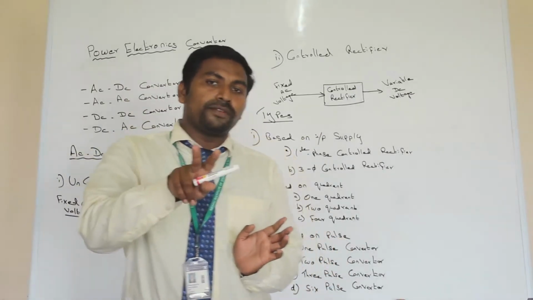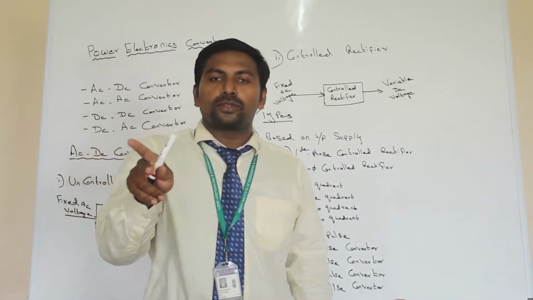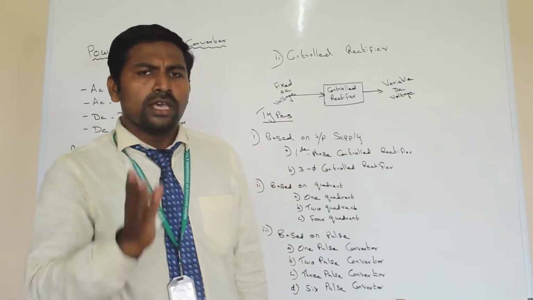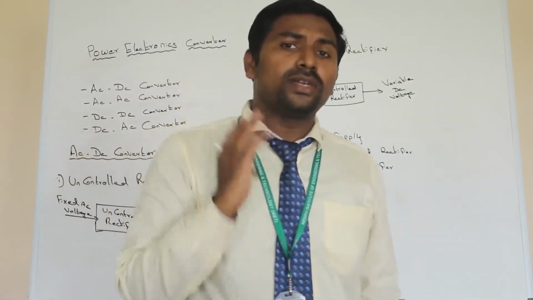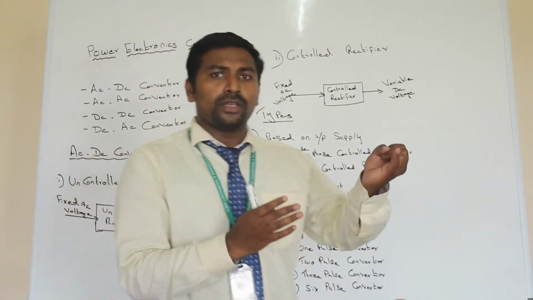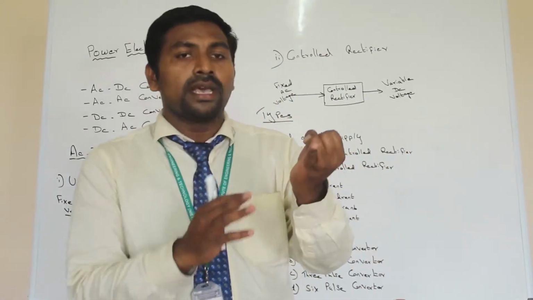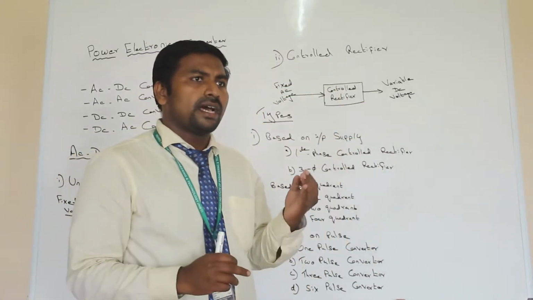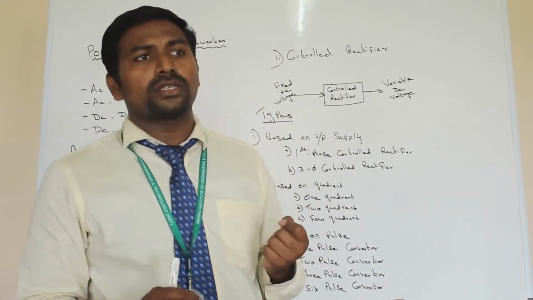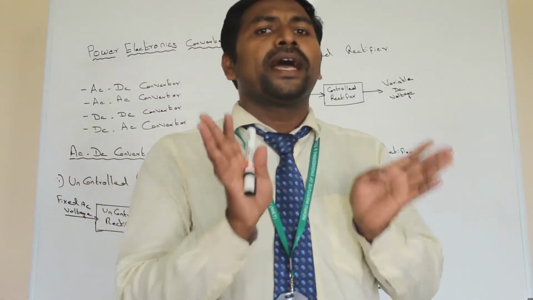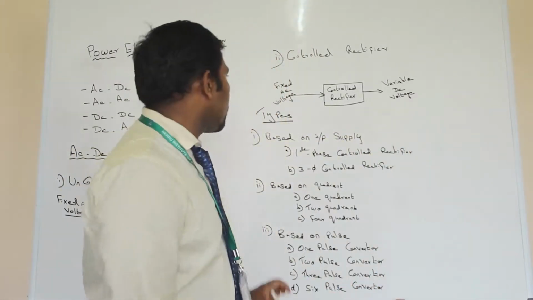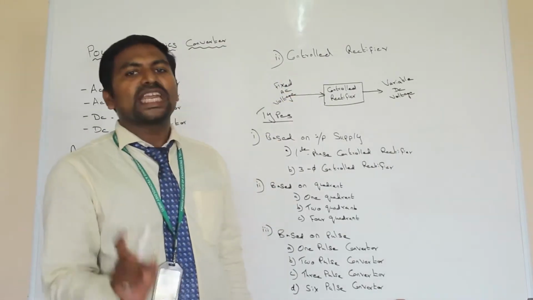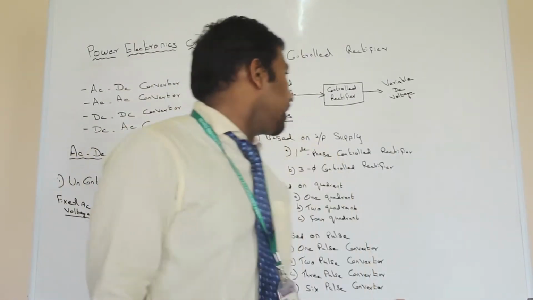I have told you previously, there are two different types of switches: controlled semiconductor switches and uncontrolled semiconductor switches. Some of the controlled semiconductor switches you have learned as basic things: IGBT, thyristor, and transistor switches. These are all controlled semiconductor switches. So for designing the controlled rectifier circuit, we require controlled semiconductor switches.